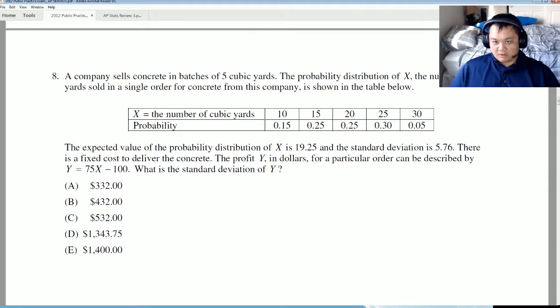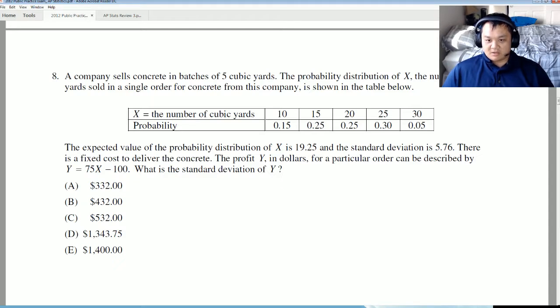A company sells concrete in batches of 5 cubic yards. The probability distribution of x, the number of cubic yards sold in a single order for concrete for this company, is shown in this table. The expected value of the probability distribution of x is 19.25 and the standard deviation is 5.76.